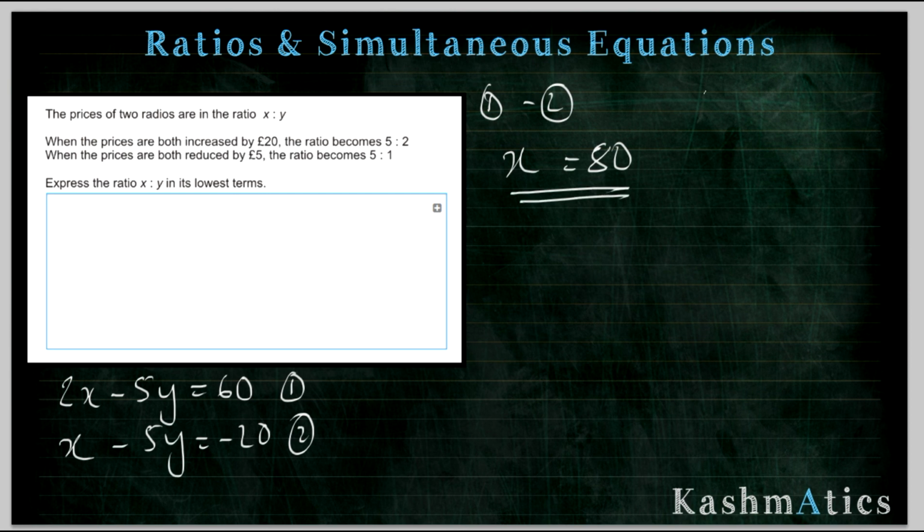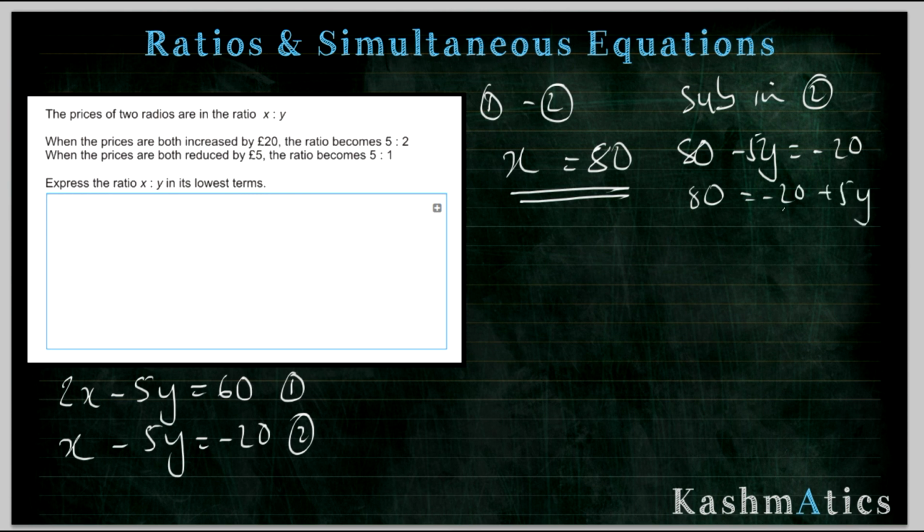So that's x. Then I'm going to sub that into the second equation, because it's easier than the first equation. So x take away 5y, so 80 take away 5y equals minus 20. Let's add 5y to both sides. So 80 is equal to minus 20 plus 5y. And let's add 20 to both sides. So this becomes 100 equals 5y, which means y is 20. Divide by 5 to get 20. So y is 20.